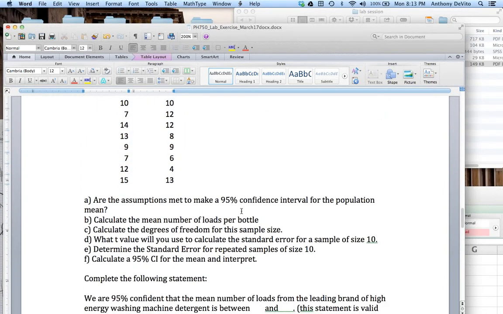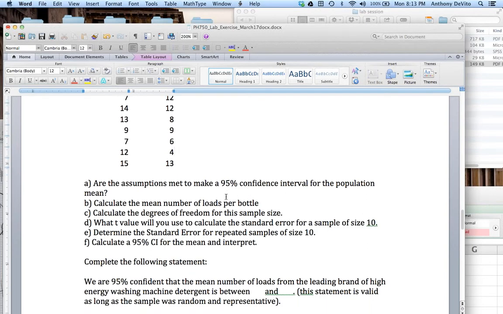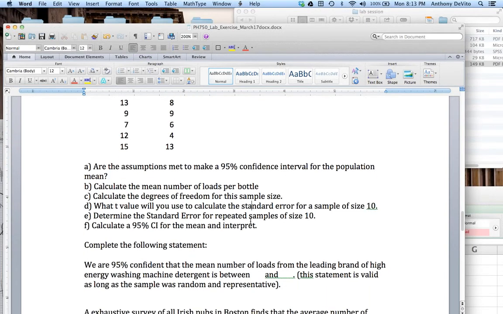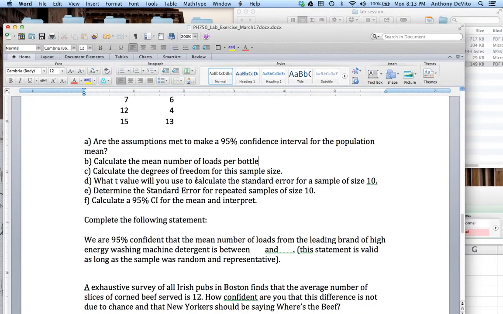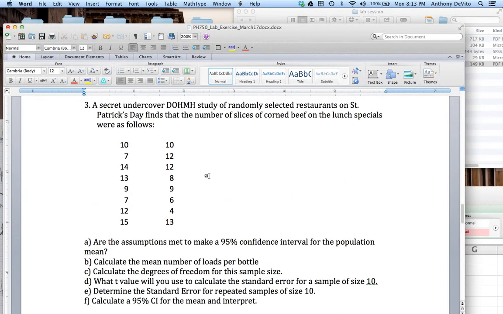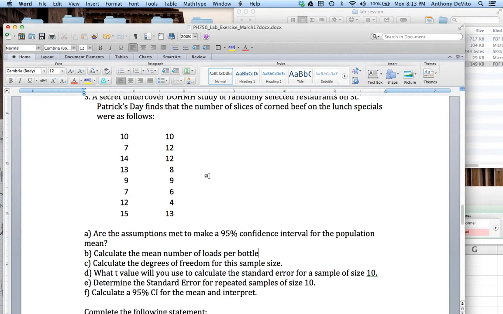First of all, what are our assumptions here? Randomly selected, normal distribution, and so on and so forth. Okay. Calculate the mean number of slices. Oh, I forgot to change some of the words in here. I changed the problems, but I forgot to change the words. So I'm going to calculate my mean for my sample, and I'm going to calculate my standard error and my confidence interval.